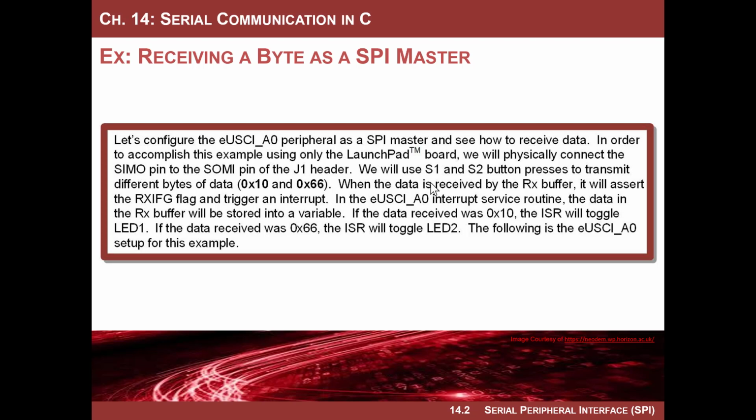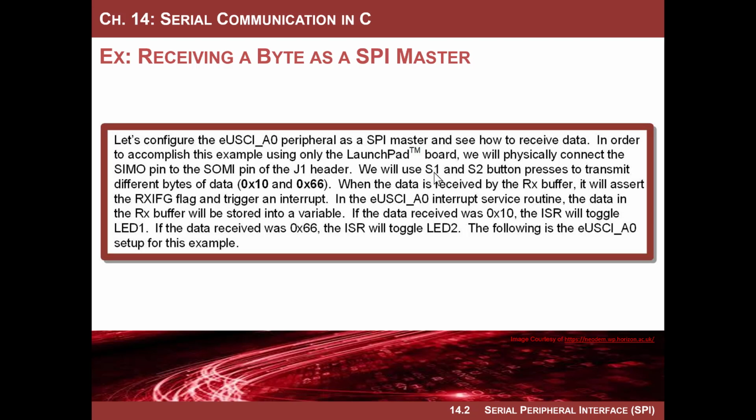So here's what I want to do. To verify that the receiver is actually getting different information each time, because if we only had one button press and one piece of information, we'd never see it change. It would always look like the same value in the receive buffer. So we'll send 2 different types of information. If you press S1, it'll send hex 10. If you press S2, it'll send hex 66.